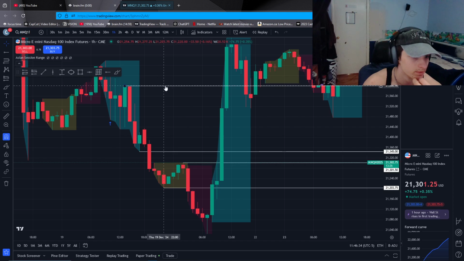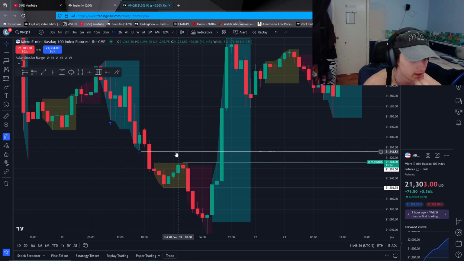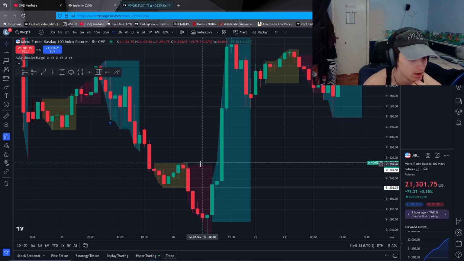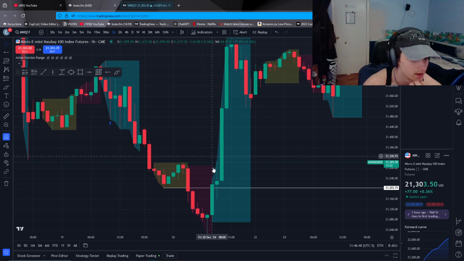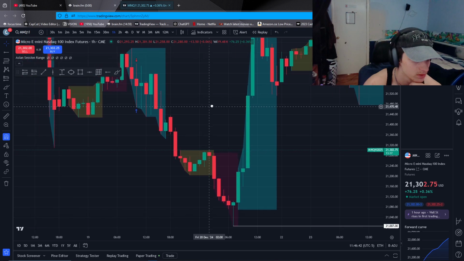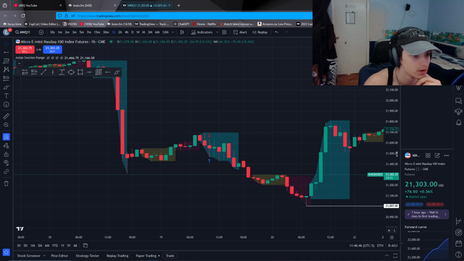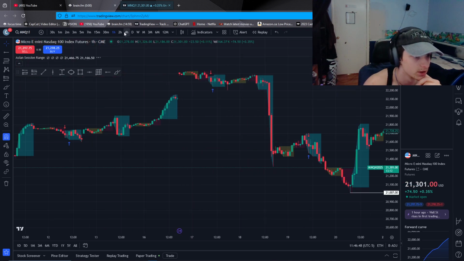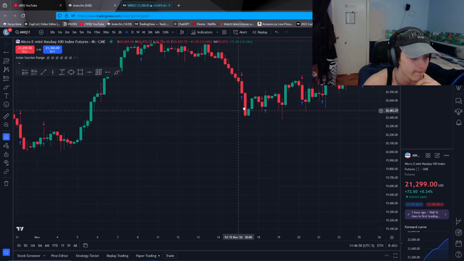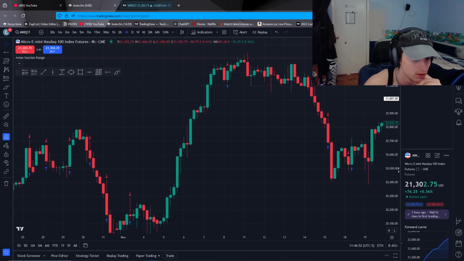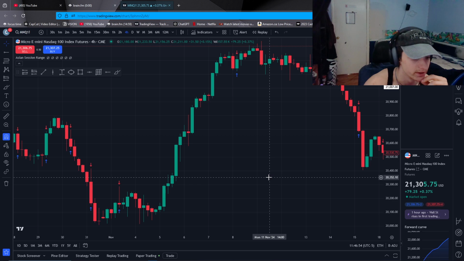So yeah, you can see that is our downtrend. Series of lower highs and lower lows. That's how you identify a downtrend. Now, let's try and find an uptrend. I'm actually going to go on the 4 hour. Oh my, a beautiful, absolutely gorgeous uptrend here.